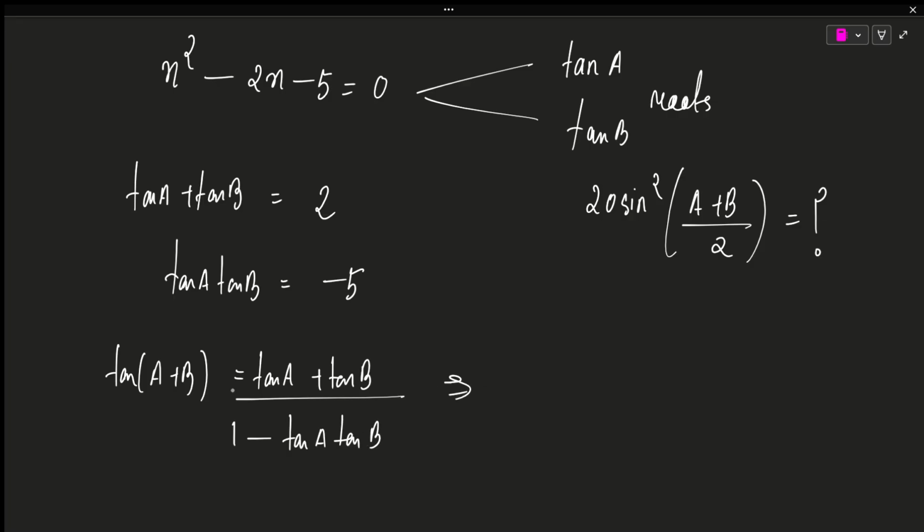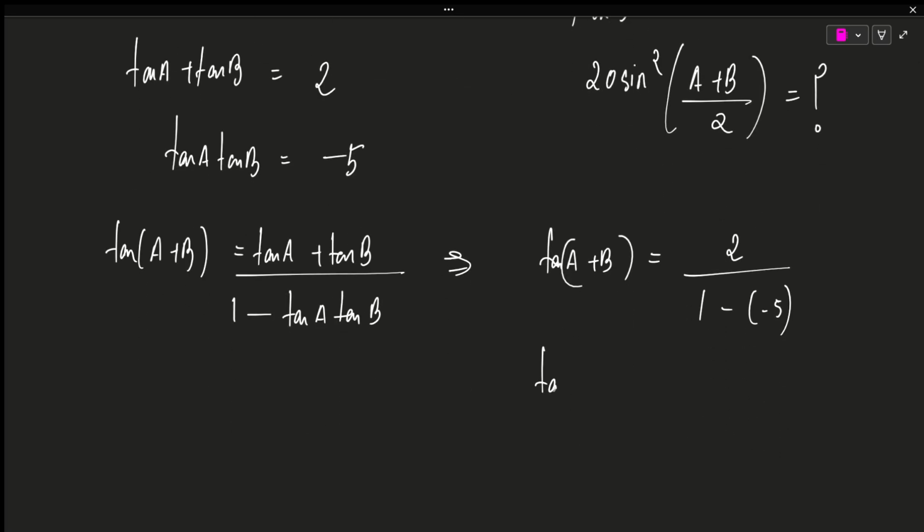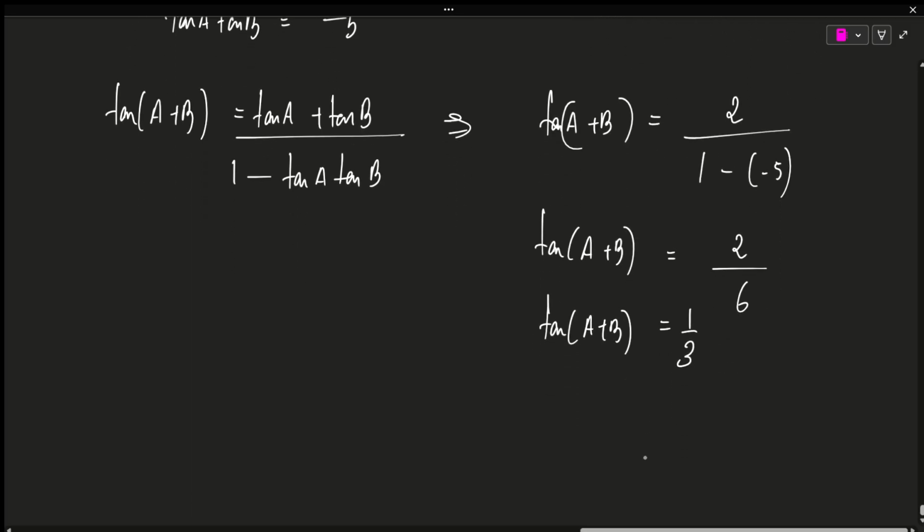So tan of a plus b will be tan a plus tan b, which is 2, over 1 minus of minus 5. So tan of a plus b is 2 divided by 6. So tan of a plus b becomes 1 by 3. Okay, tan of a plus b becomes 1 by 3.